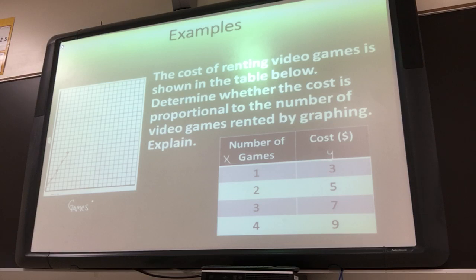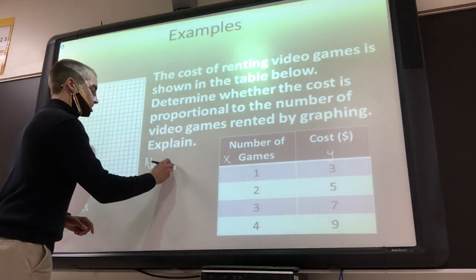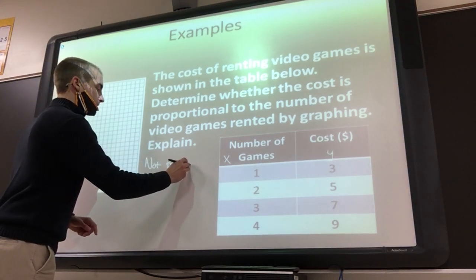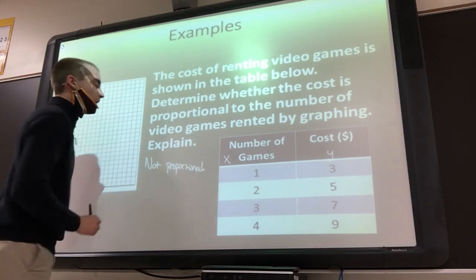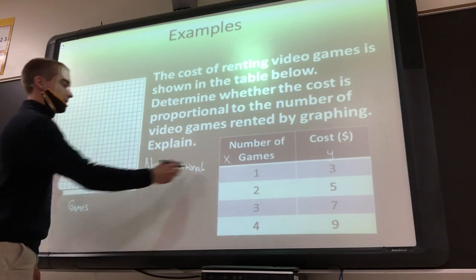Okay, so is it a straight line? It's a straight line. Does it go through the point 0, 0? No. It does not. It goes through about at 1, where the y-axis is on 1. So it is a straight line, but it does not go through the origin. So we would say this is not proportional. And the reason why it's not proportional is because it does not go through the origin.